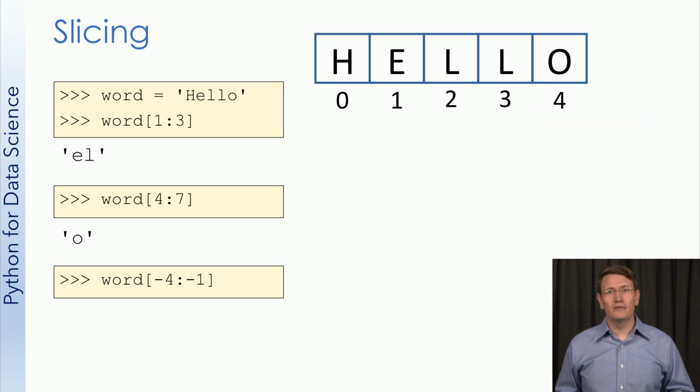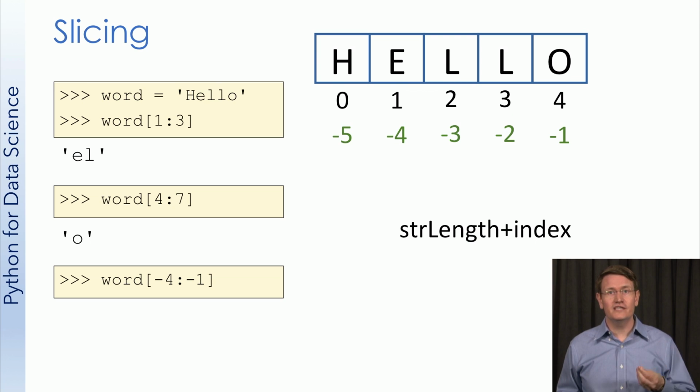In this last example, we'll use negative indexes. It's sometimes easier to start from the back of a word when pulling out a substring. The indexes for that are shown here. These indices correspond to these locations because if an index is negative, the new index is calculated as string length plus index. So for -1, 5 plus -1 is 4.